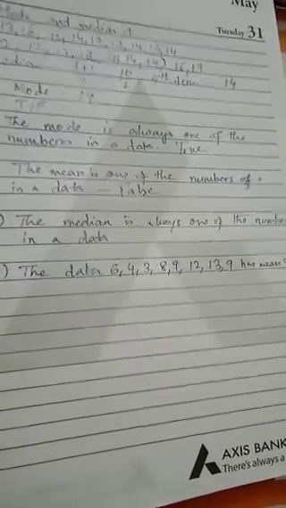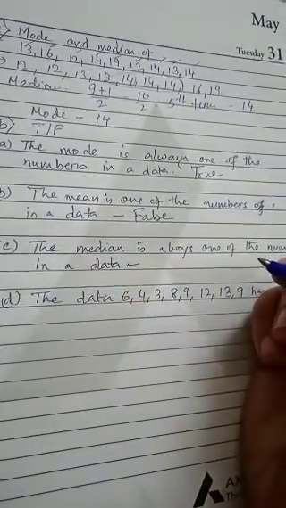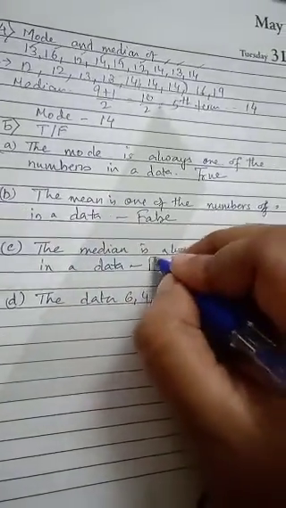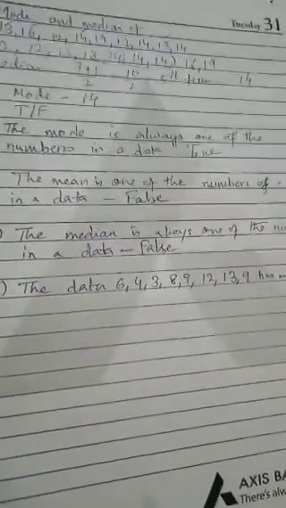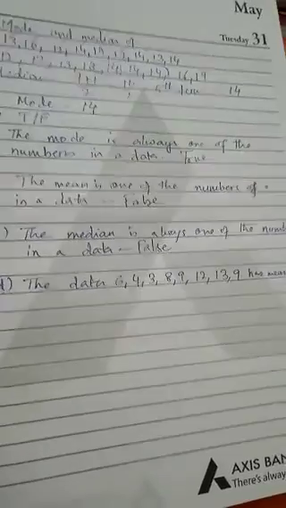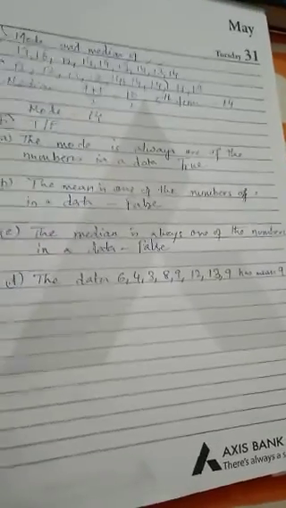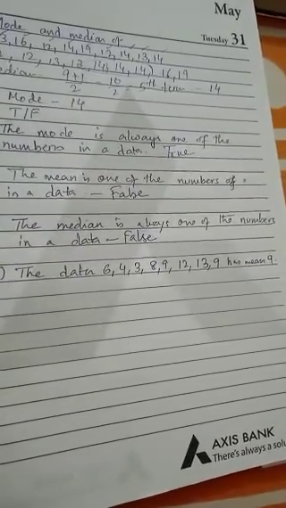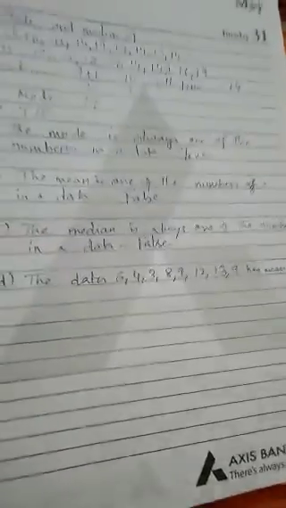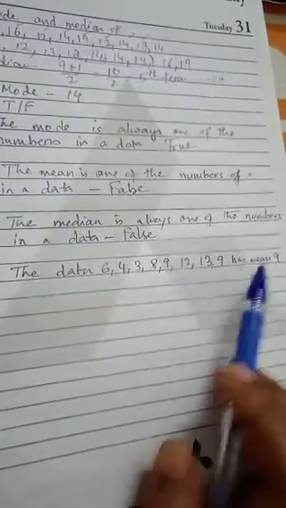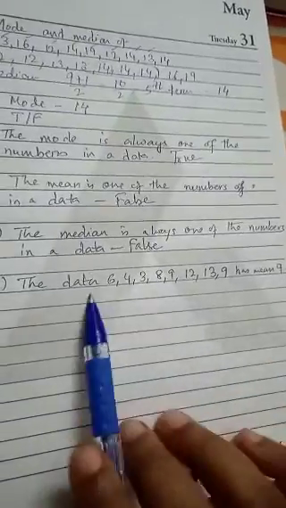The median is always one of the numbers in the data. This will be true only when n is odd. If n is even, then this will not be the same, as I told you in the case of 1, 4, 6, 7, which we were doing. So it need not be one of the data. Now the data: the mean is 6, 4, 3, 8, 9, 12, 13, 9. We can add and divide by the number of values, 1, 2, 3, 4, 5, 6, 7, 8. There are 8 values.